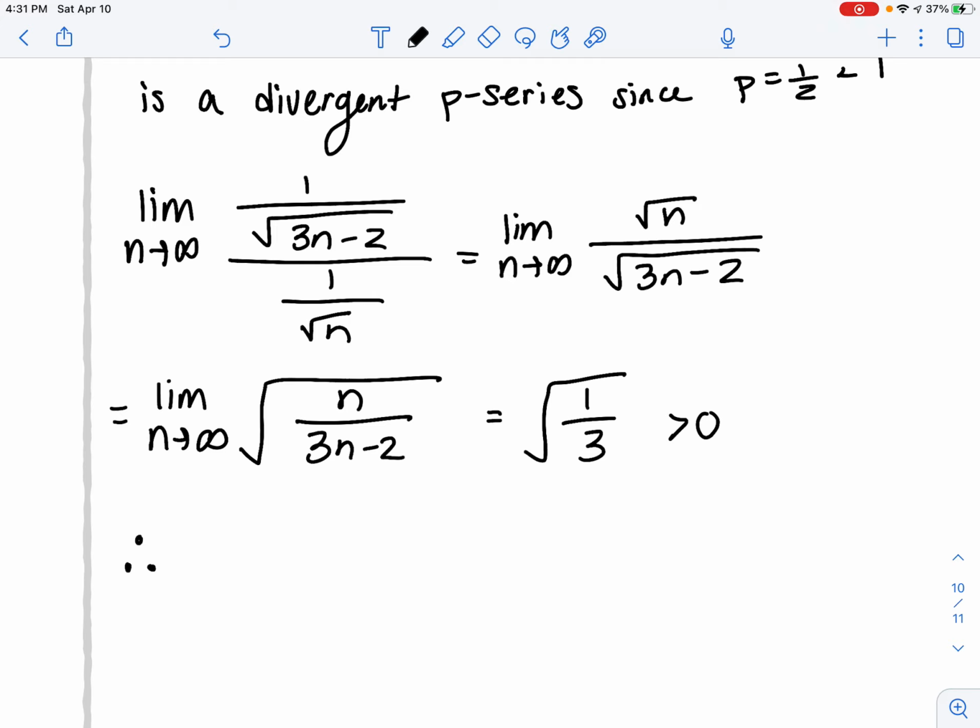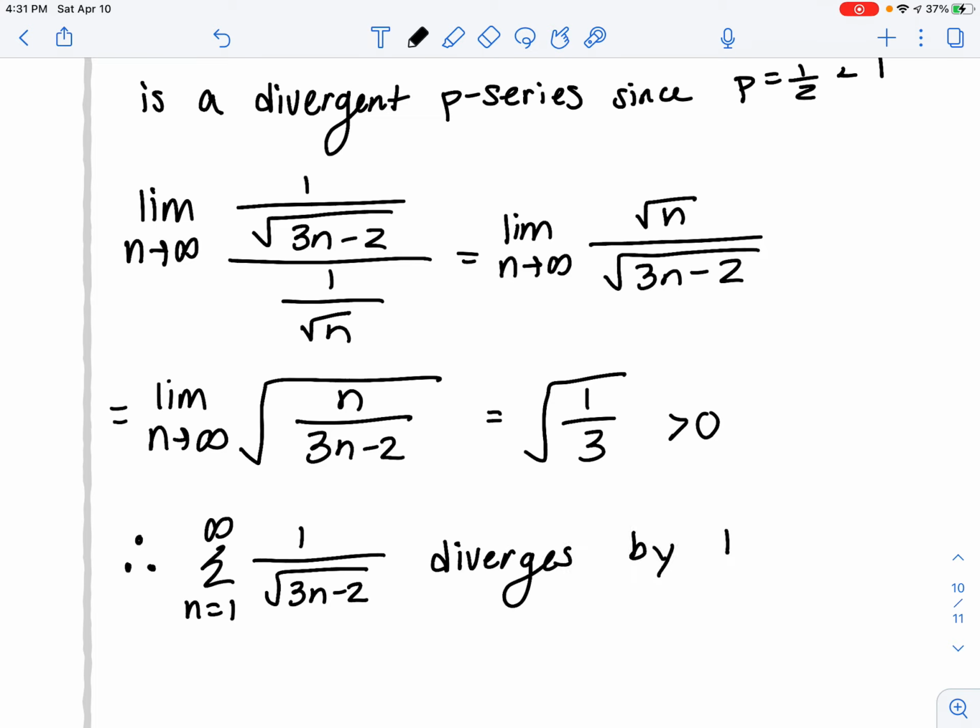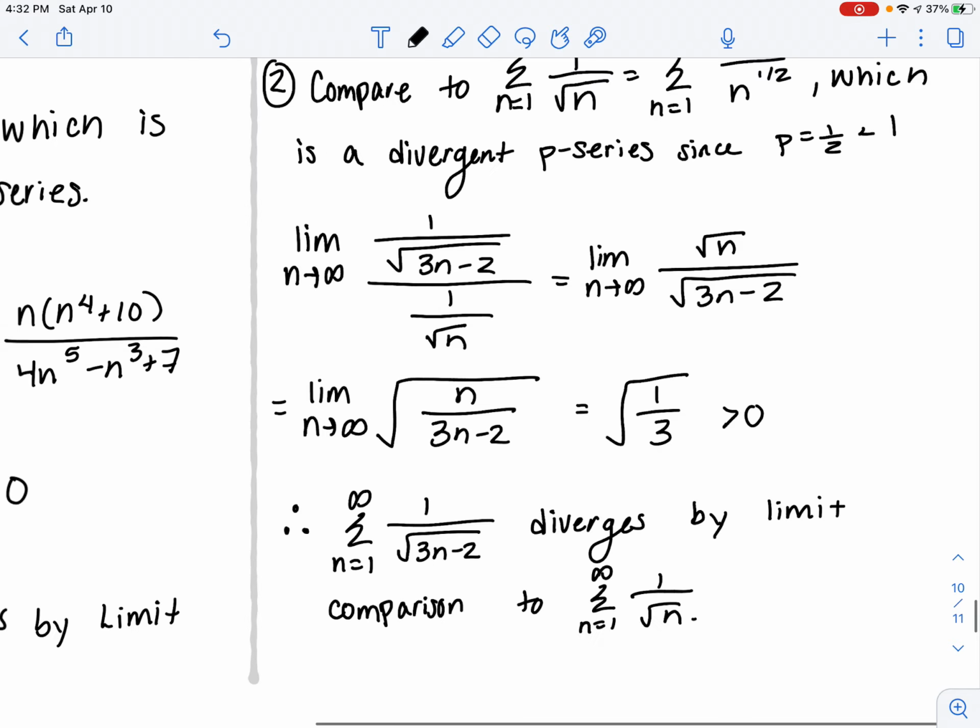So because we got a positive limit, we can say therefore the sum from 1 to infinity of 1 over the square root of 3n minus 2 diverges by limit comparison to the series from 1 to infinity of 1 over the square root of n.